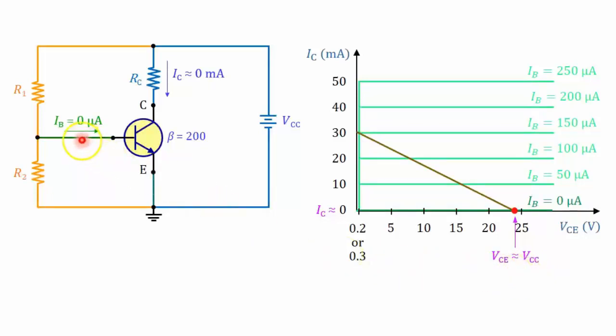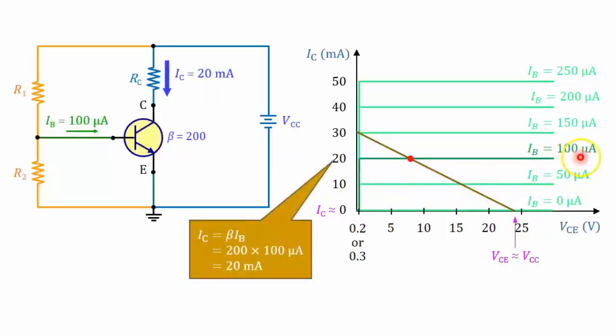The base current can be increased by adjusting R1 and R2. If the base current is increased to 50 microamperes, the Q point will shift up along the load line, and the collector current will be 10 milliamperes. If the base current is increased to 100 microamperes, the collector current will increase proportionally to 20 milliamperes. It can be calculated by this formula.